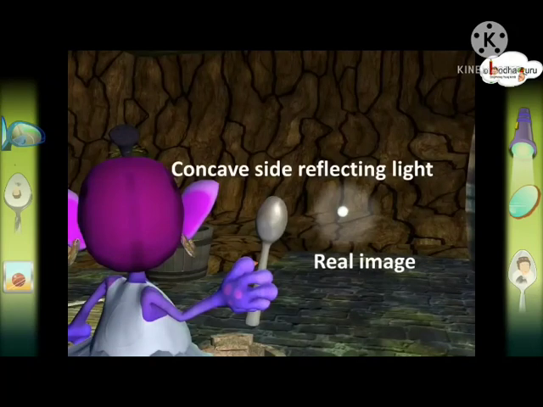Now let us try to make different kinds of images. Hold the front concave side of the spoon facing the sun. Try to get the light reflected by the mirror on the wall. If we adjust the distance between the wall and the spoon, we will get a bright spot on the wall. And what is it? That is the image of the sun.